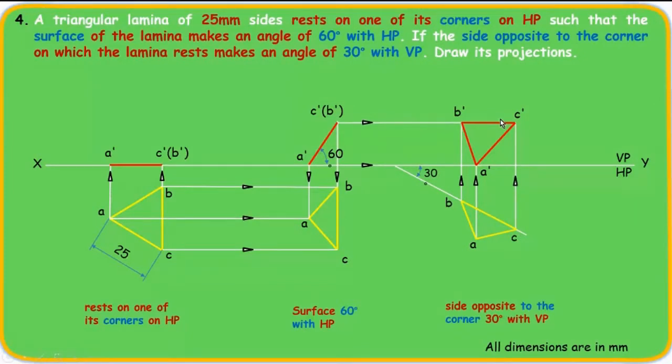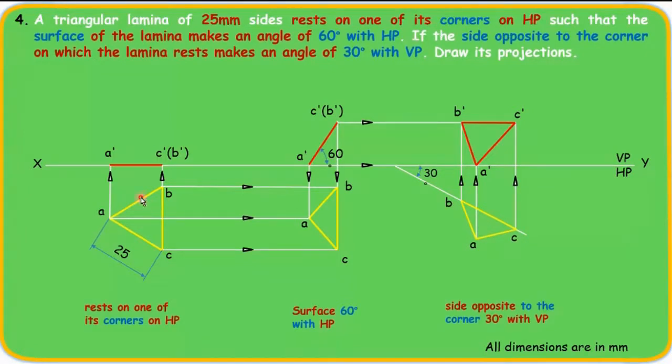In the previous class, we solved a problem wherein it was resting on one of its edges. There, you had drawn the triangle the opposite way. When you tilted it in the second step with respect to HP, it was resting on an edge. Now in this question, it is resting on one of its corners.